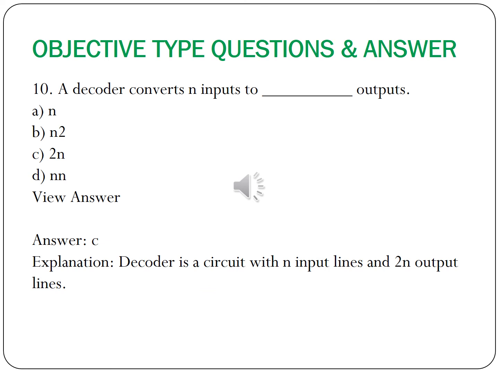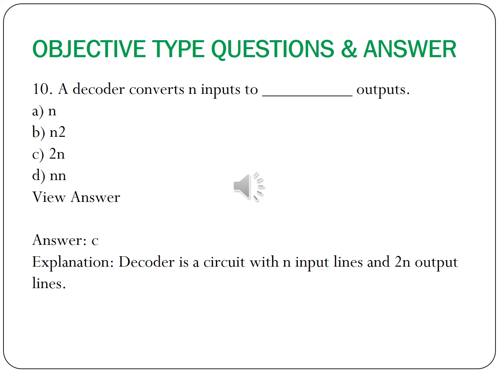So this is the final question. A decoder converts n inputs to dash outputs. A decoder circuit converts n input lines into dash output lines. The options are n into 2, 2 to the n, n into n square. So the correct answer is 2 to the n. So n inputs and 2 to the n, that is equal to m output lines. So decoder is a circuit with n input lines and 2 to the n output lines. 2 to the n output lines are available in the decoder. So decoder is also a special type of combination logic circuit.